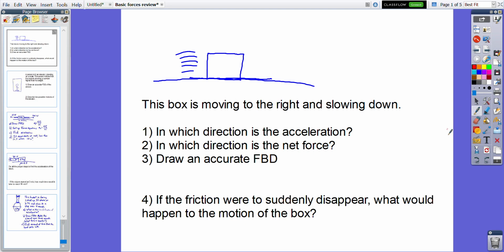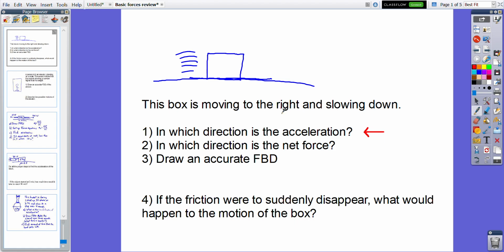Okay, I'm going to have this video reviewing how to do this basic forces review. So let's start with this first one. This box is moving to the right and slowing down. In which direction is the acceleration? So the answer to this one is left.